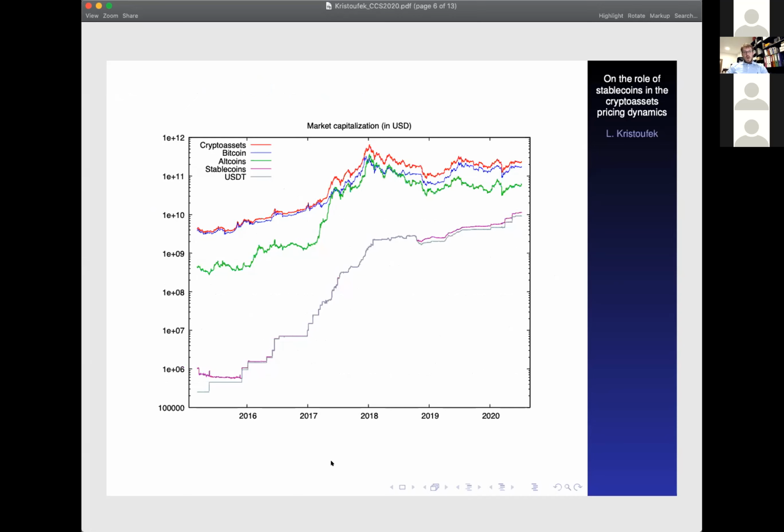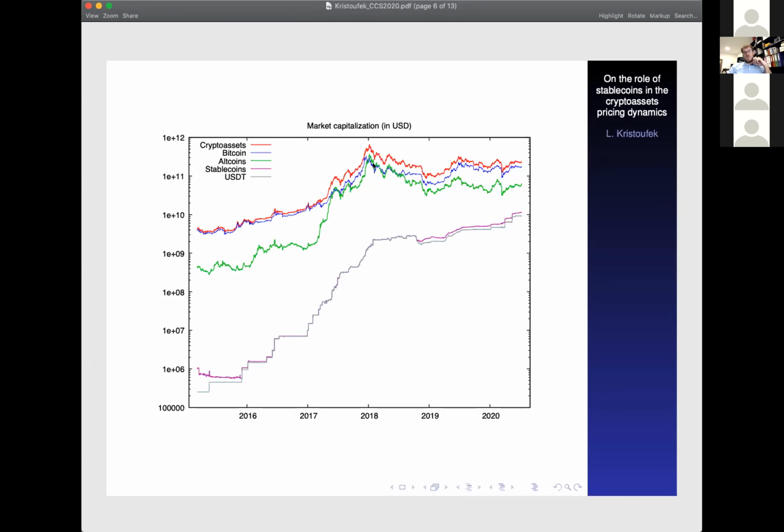If we put it into a graph, you see it runs in time from 2015. It's a semi-logarithmic scale of market capitalizations. You have the overall crypto assets, which is the red line. Then you have Bitcoin. You see it's still a very large proportion, around 50%, almost all the time or close to it. Then we have altcoins, but you see that the gap between altcoins and Bitcoin really squeezes. At the peak during 2017, it was quite tiny.